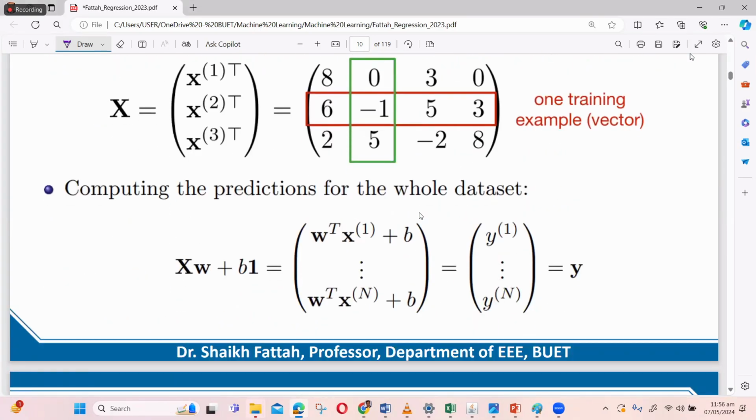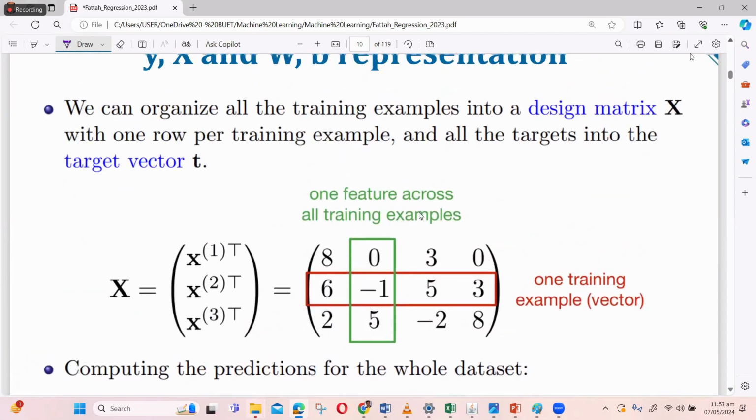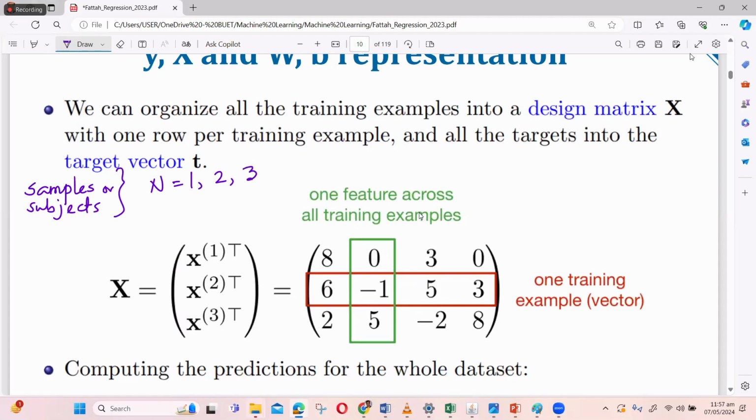So what's happening? If you are telling me that you have samples or subjects, how many subjects, how many samples do you have? So this is actually your n. So n equal to 1, n equal to 2, n equal to 3. This example is telling that there are 3 samples.